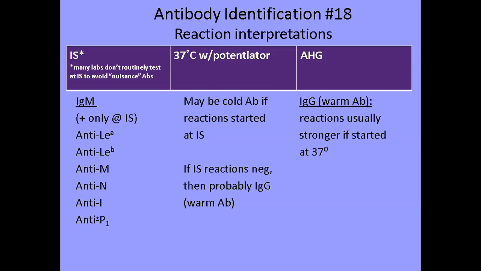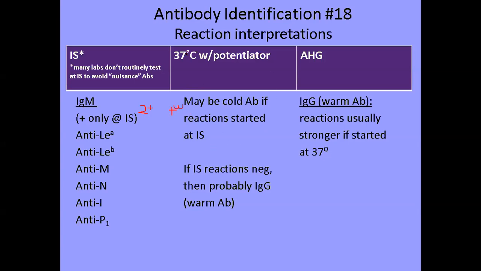And so here we see the antibody specificities listed from the previous page. When we have reactions at 37 degrees with our potentiator, there is a possibility it could be a cold antibody, something that started at immediate spin and the reaction is carrying through. And so typically, what that would be is my example before. Maybe it's like 2+ at immediate spin, and then when I get to 37 degrees with my potentiator, it's like a 1+ or even a plus weak, which is a very, very weak reaction. Okay, that's when we're going to suspect that it's IgM.